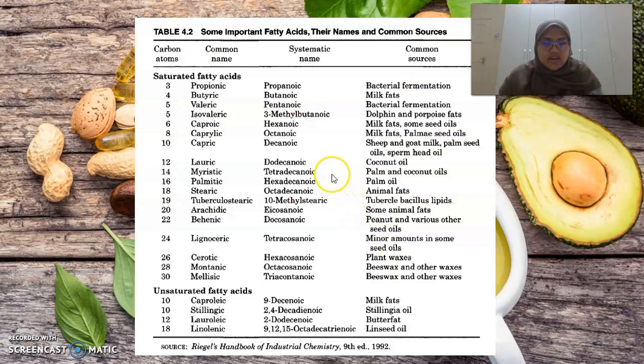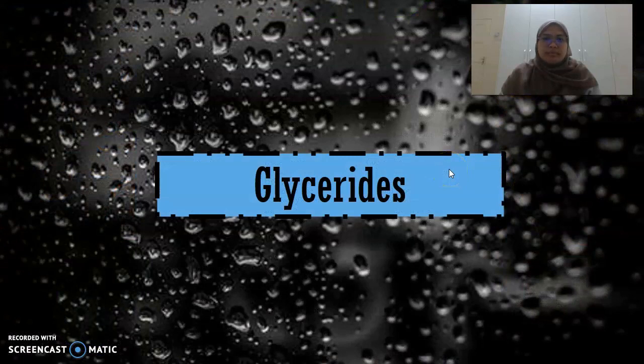Next is table 4.2, which illustrates, for example, a saturated fatty acid with three carbon atoms. The systematic name is propanoic acid, and the common name is propionic acid, whose common source is bacterial fermentation.